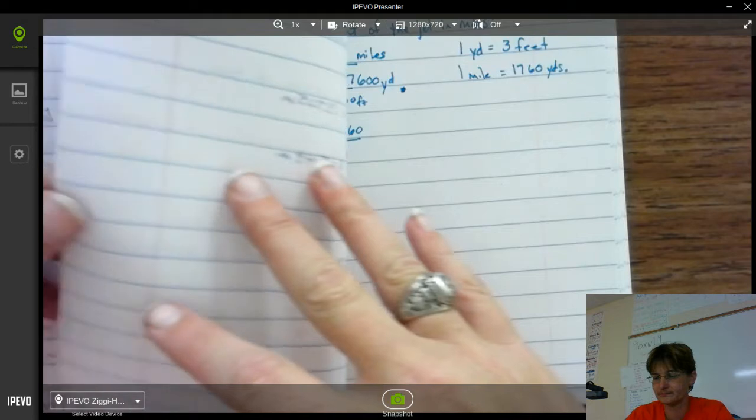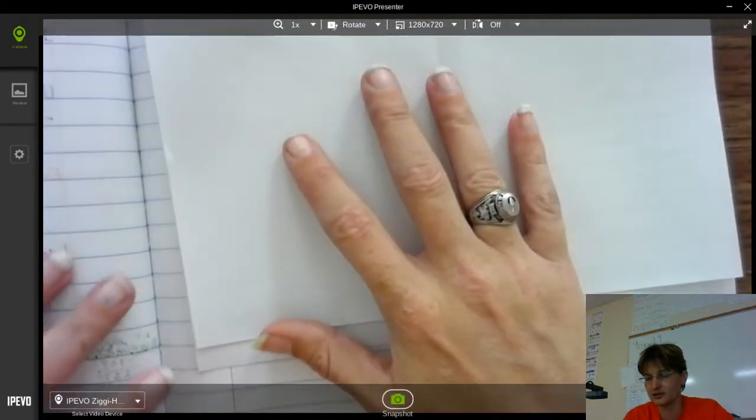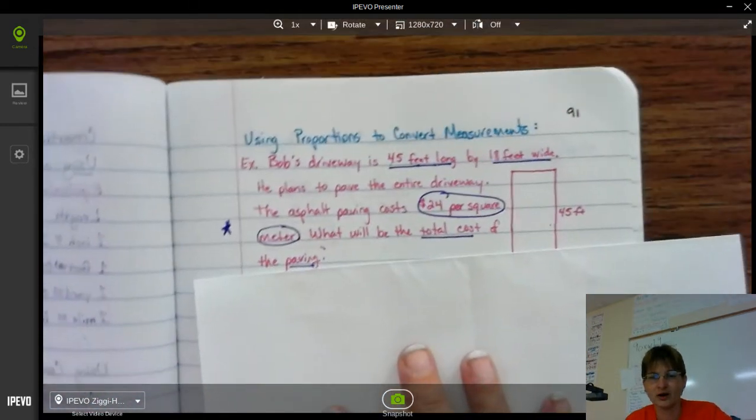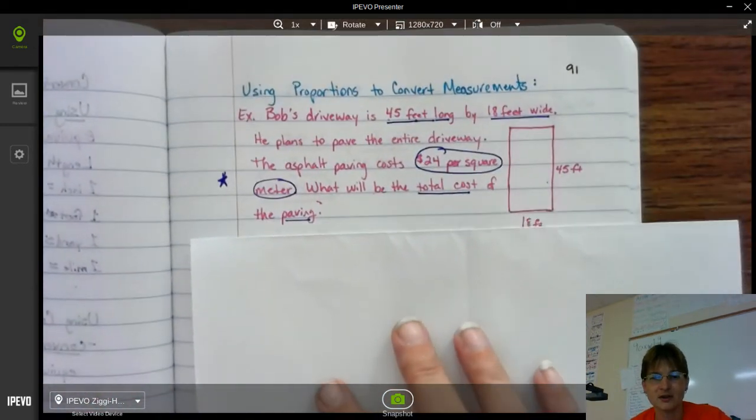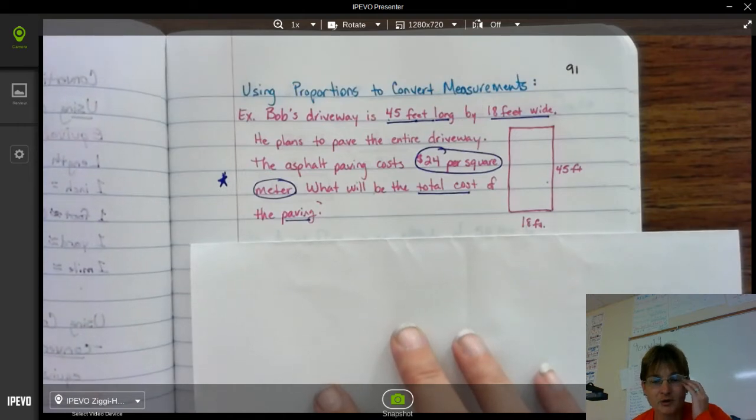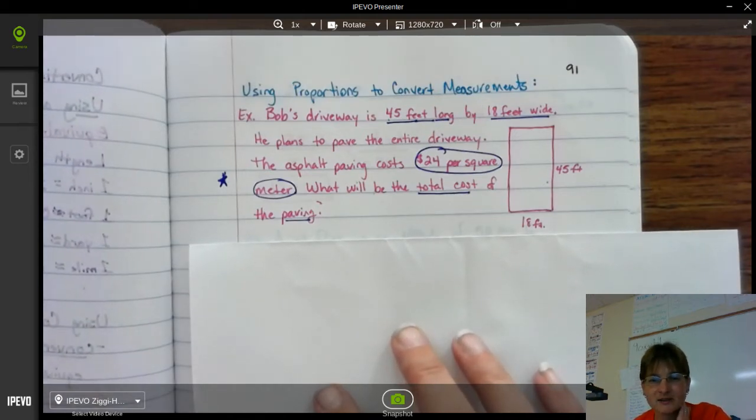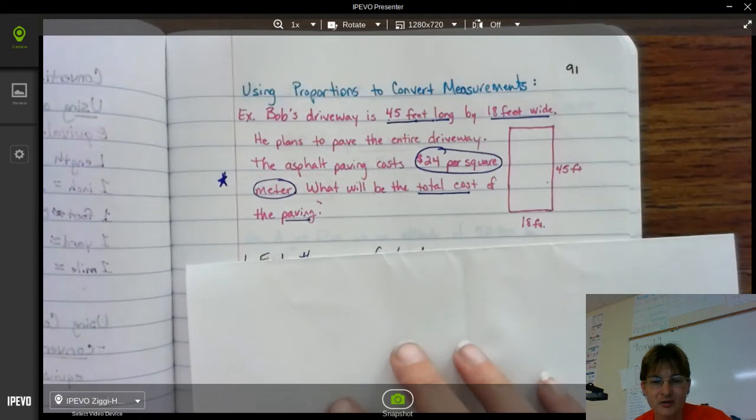Next thing we're going to look at is using proportions to convert measurements. So for example, we have Bob's driveway is 45 feet long by 18 feet wide. He plans to pave the entry driveway, the asphalt. Paving costs $24 per square meter. That's important, okay, because now we're going from feet to meters. What will be the total cost of the pavement?